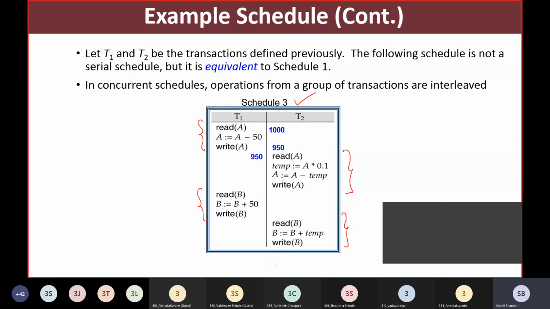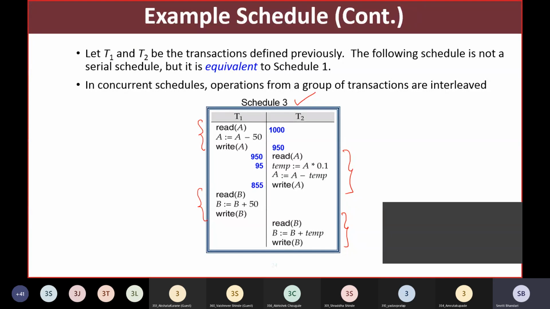Now, what is happening? T2 comes in. So T2 is now reading A's balance, that is 950 now. So 10% of 950 comes out to be 95, so that is being transferred to B's account. So transaction T2 is now writing the amount 855 to A's account after deducting this 10%, that is 95.